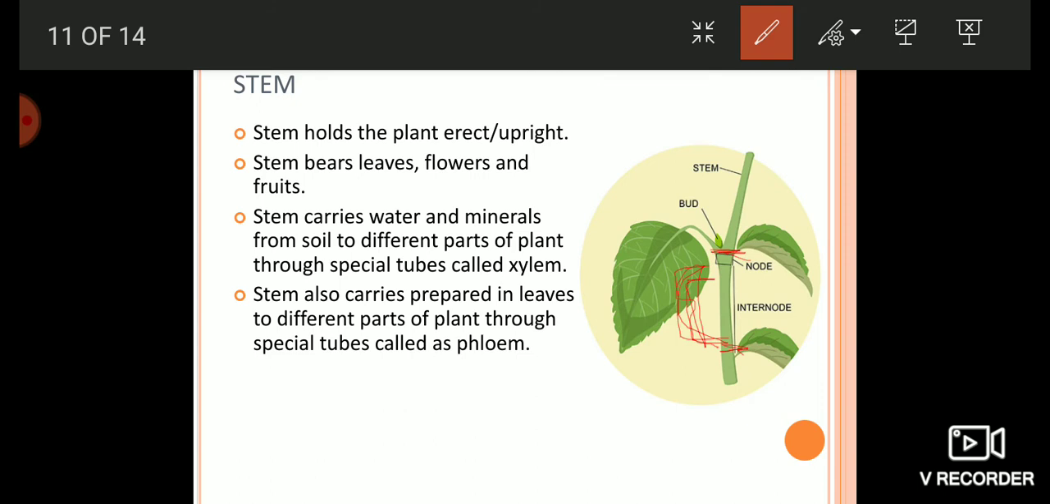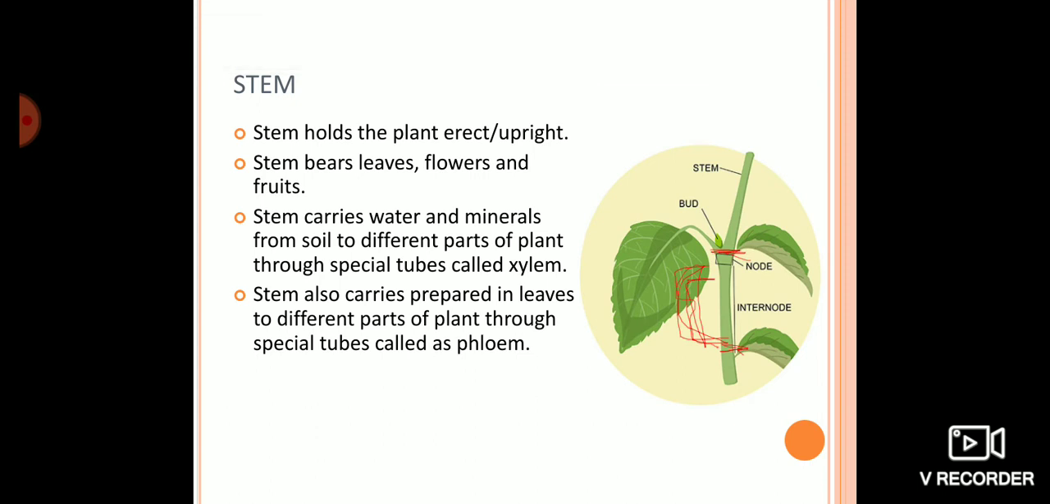Okay, now the next one is the functions of the stem. So what are the functions of the stem? The stem holds the plant erect, or upright, straight. The stem bears leaves, flowers and fruits. And a very important function of stems: the stem carries water and minerals from the soil to different parts of the plant through special tubes called xylem.